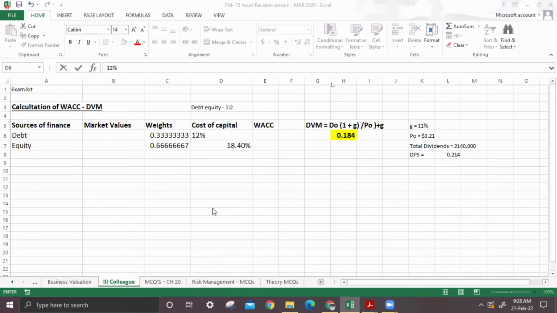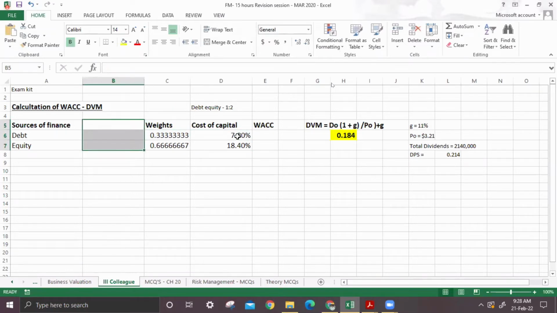Why? Because I am talking from the point of view of the company. So the company gets tax relief on interest payments, right? So 12 into 1 minus what was the tax rate? 0.35. So how much is it? 7.8%. Now finish. You know that your cost of debt is 7.8%. And you have already got the weights.